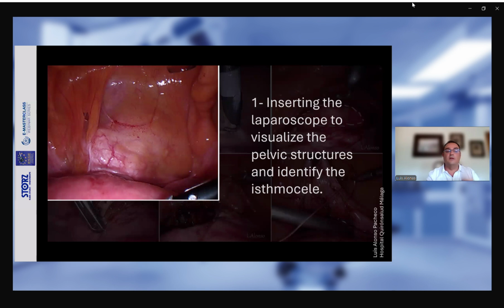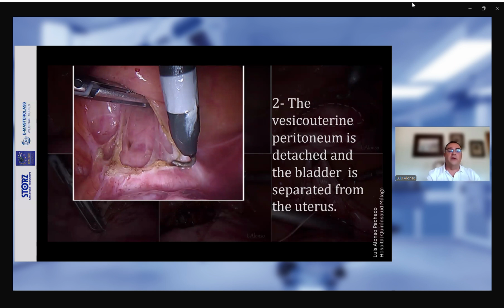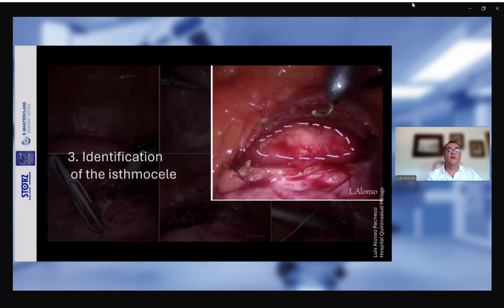First, the identification of the uterus, the bladder, and the isthmic area. Second, opening the peritoneum over the vesico-uterine fold and dissecting the bladder, separating it from the uterus. Then we have to identify the exact location of the defect. For this, we can use a probe, or we can use a hysteroscopy. We can see the light of the hysteroscopy in that area.